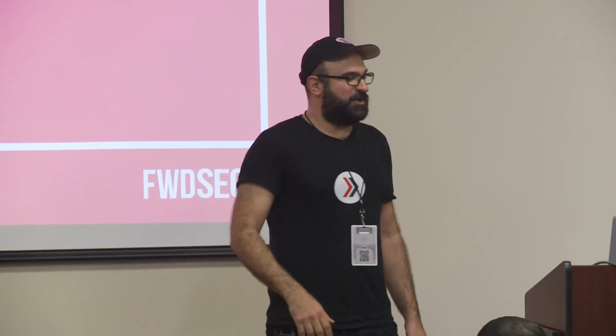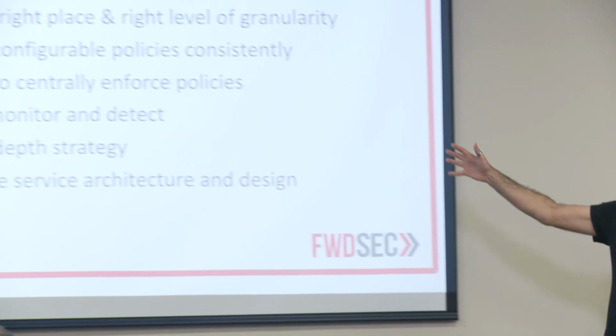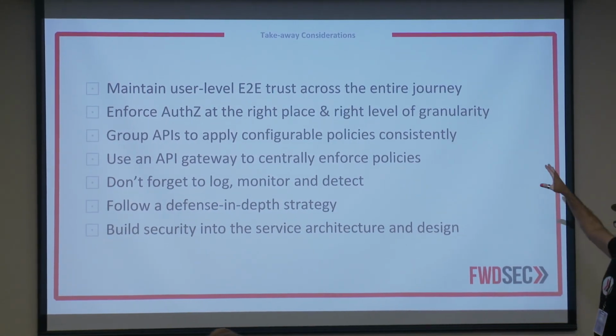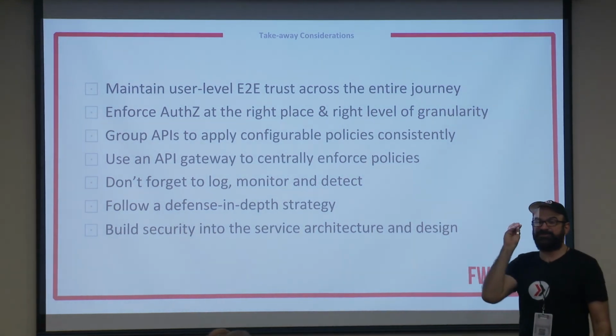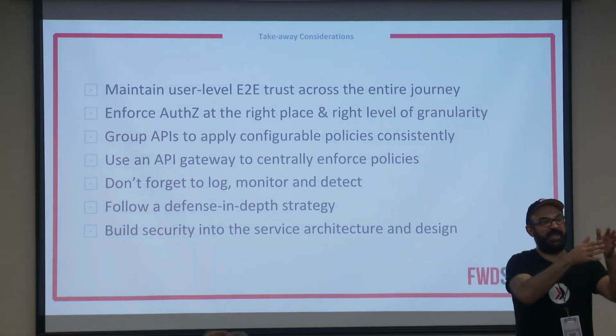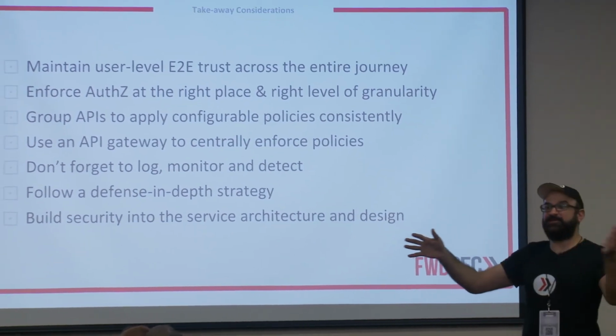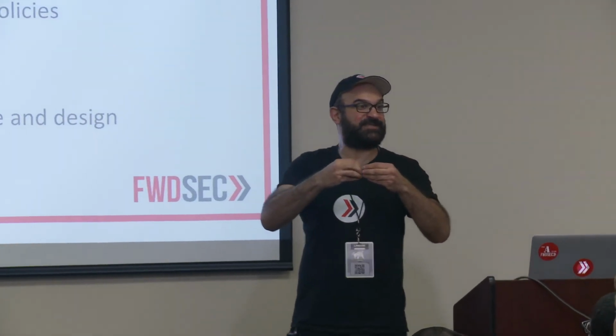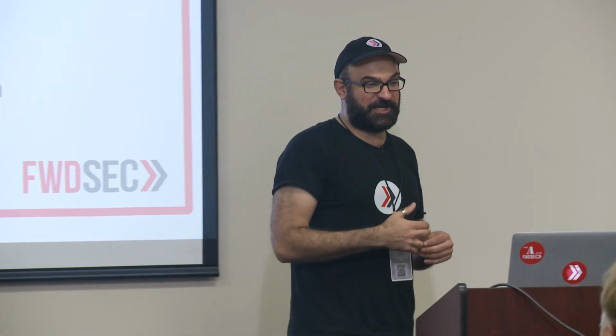So what are some of the takeaway considerations when you leave here? There's a lot of things we talked about, but if you were to take one picture or one slide with you, this would be the one. The message here is that you should maintain user-level end-to-end trust across the entire journey. It shouldn't be this thing where you just authenticate the user at the front, and then behind there, these layers are talking to each other without really taking that user's context into consideration.